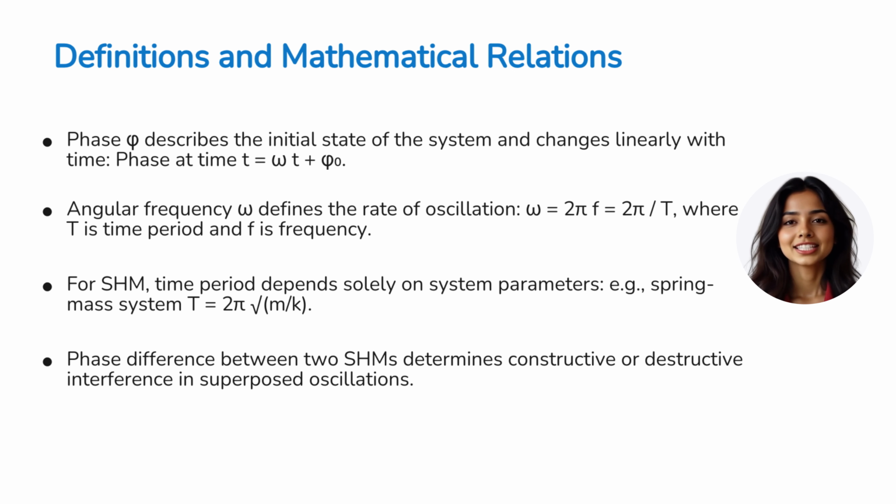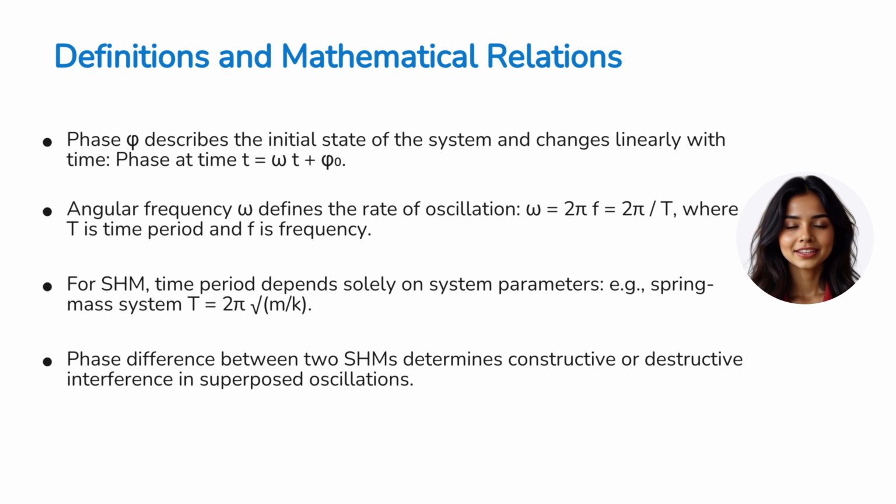Phase helps us know exactly where in its swing the object is, like telling what number a clock's hand points to. Next, angular frequency omega defines how quickly the oscillation happens. It's related to frequency f and period T by omega equals 2 times pi times f, or equivalently, omega equals 2 times pi divided by T. Here, T is the time period, the time taken for one complete cycle of oscillation measured in seconds, and f is frequency in hertz or cycles per second.